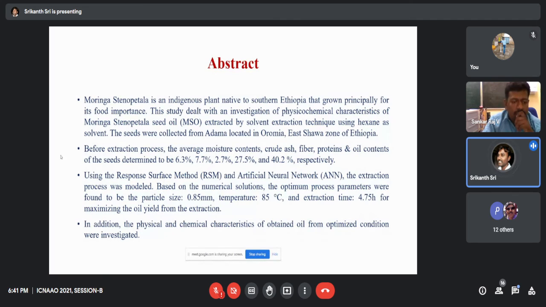Using the response surface method RSM and artificial neural network ANN, the extraction process was modeled. Based on the numerical solutions, the optimum process parameters were found to be particle size about 0.85 mm, temperature 85 degrees Celsius, and extraction time 4.75 hours for maximizing the oil yield from the extraction. In addition, the physical and chemical characteristics of the oil obtained from the optimized condition were investigated here.